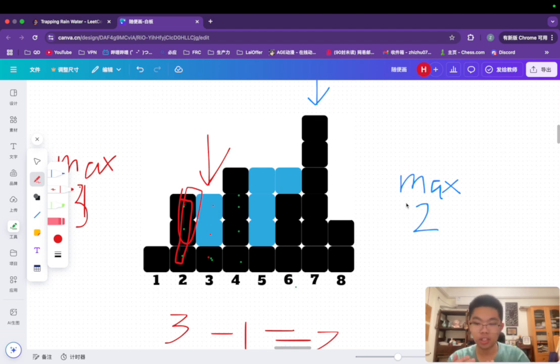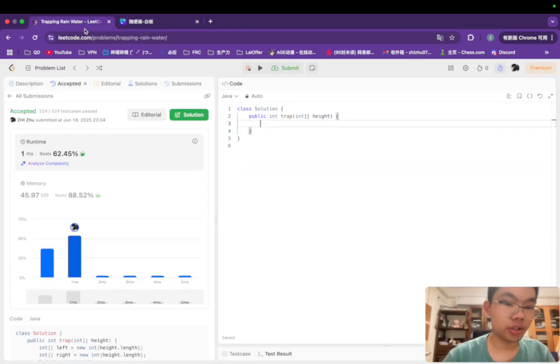So the amount of water that can be trapped at this position is only determined by the highest one on its left hand side if this element is pointed by the red pointer, or it's decided by the highest one on its right hand side if this element is pointed by the blue pointer. And we just continue doing so until the 2 pointers meet each other. And then let's do the coding part.